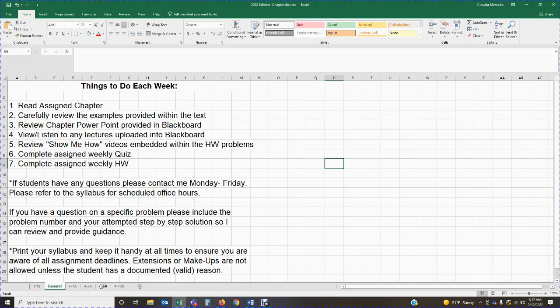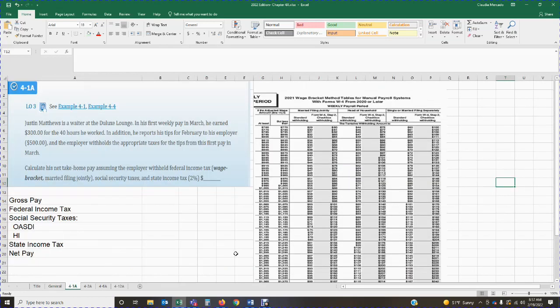So let's get started. Now, in this particular lecture, I'm going to go over problem 4.1a. Okay, this is an introductory problem, and it basically just explains how to calculate your net pay for a specific employee. Okay, so it says Justin Matthews is a waiter at the Deluxe Lounge. In his first weekly pay in March, he earned $300 for the 40 hours that he worked. Okay, so he worked regular wages, $300 for 40 hours.